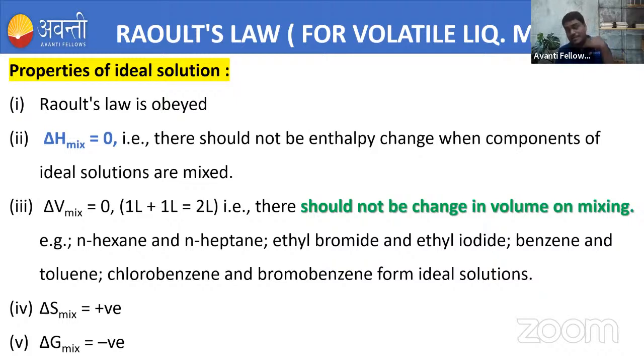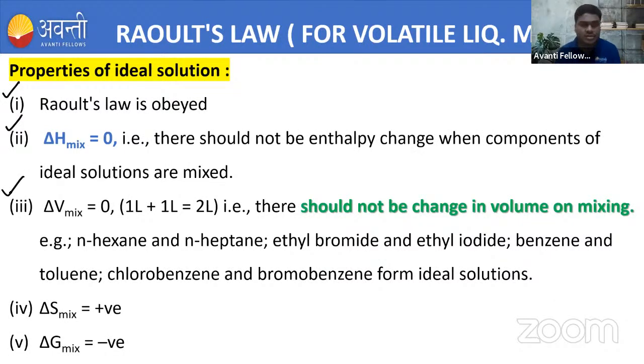It means on mixing the two liquids, there is no heat evolved or heat absorbed. Then it is said to be an ideal solution, right? It means delta H of mixing is equal to 0. There should not be an enthalpy change when the components of an ideal solution are mixed, right? So this point is clear. The first point is clear. Second point is clear, right? Now let's move to the third point.